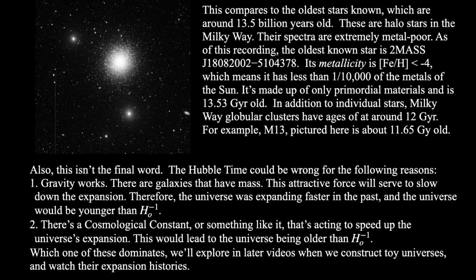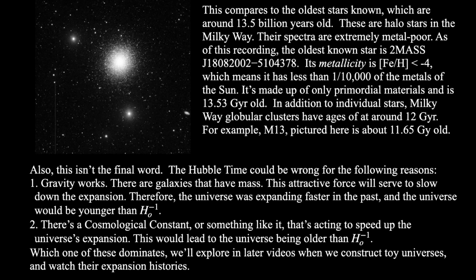Okay, but for the Hubble time, this raw number really isn't the final word. The Hubble time could be wrong for a number of reasons, at least these 2. Gravity seems to work, and galaxies have mass, and that means there's an attractive force between galaxies that would slow down the expansion. And therefore, if that's the case, if it has slowed down, then the universe was expanding faster in the past, and therefore the universe would be younger than the inverse of H naught.